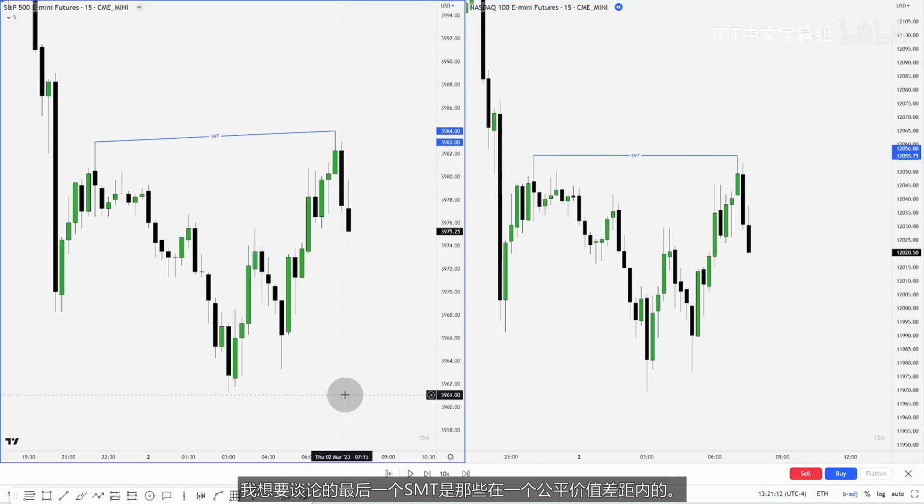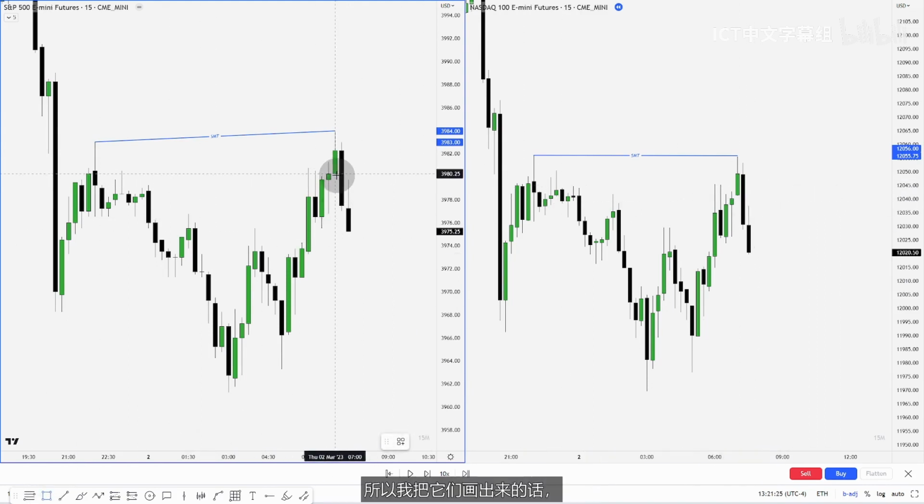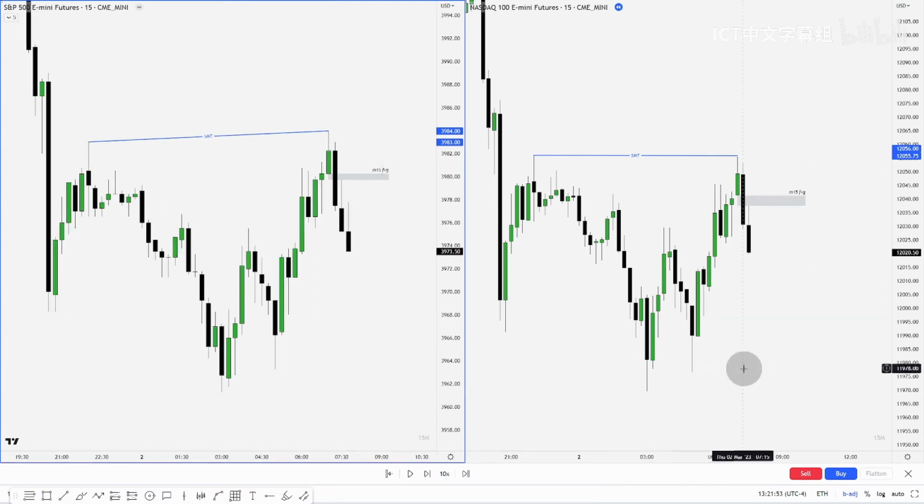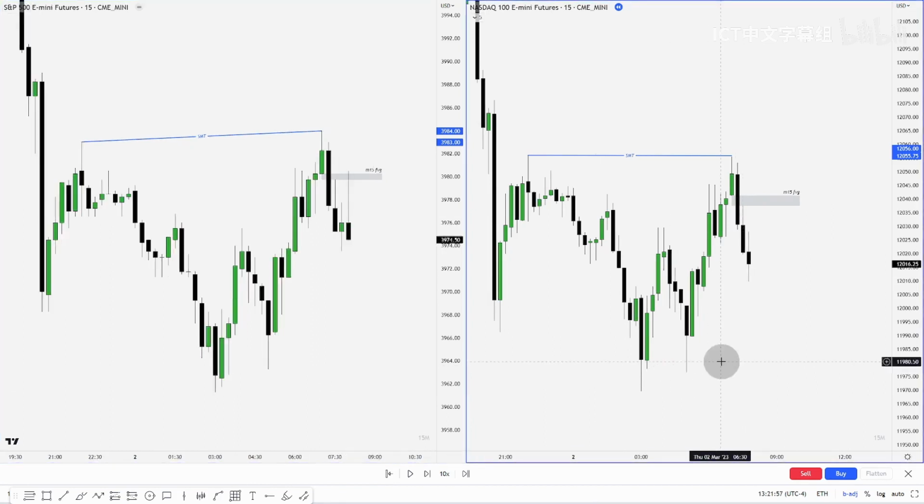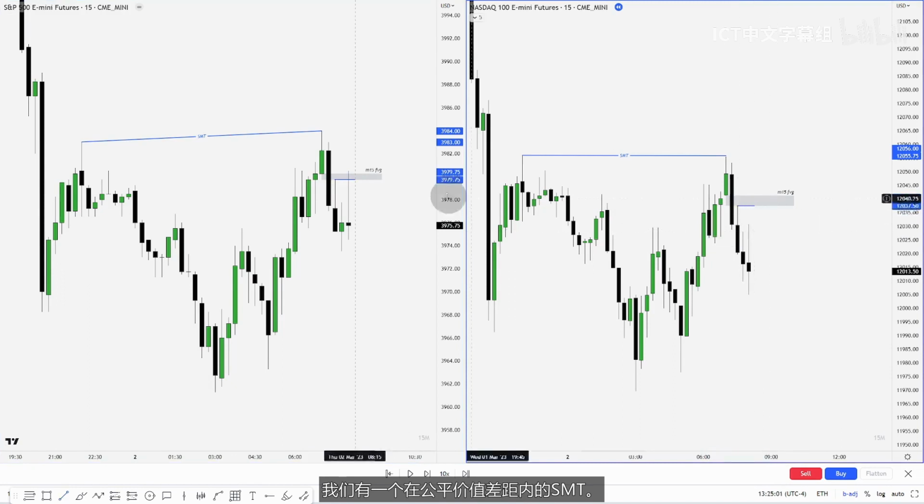The last SMT I want to talk about are those within a fair value gap. So if you notice, we have this SMT at the highs from our previous example, and we get an aggressive move down. We have a fair value gap right here and right here. So if I draw those out, you can see the fair value gaps pretty clearly. So as we continue to play out price here, what do we have? We have an SMT within a fair value gap.